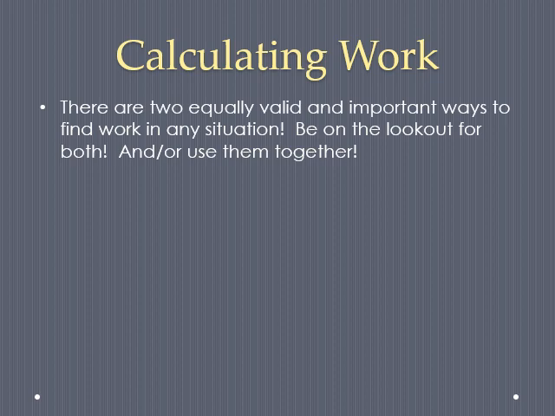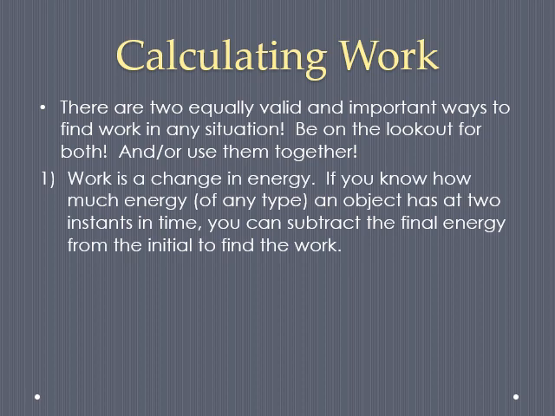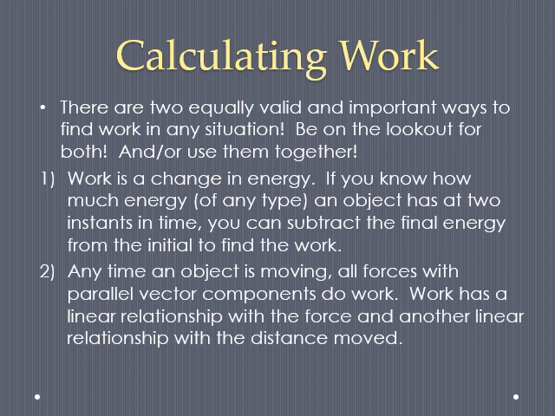So there's two equally valid and important ways to find work, and you really need to be versatile and flexible about these things, be able to use both of them and use them together. One of them is a very conceptual understanding of work, and the other is the mathematical equation for work. So the first, as I mentioned before, is that work is a change in energy. So if you know how much energy an object has at 2 moments in time, you can find the work just by subtracting the initial energy from the final energy. And so that's really understanding the heart and soul of what work is when you calculate work that way.